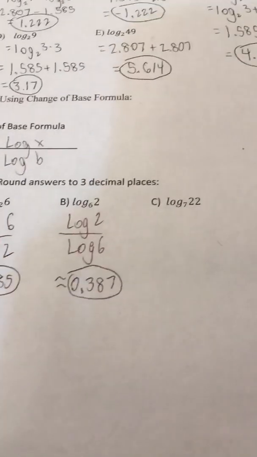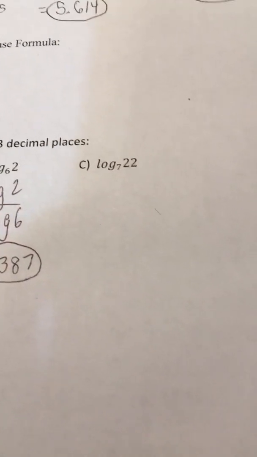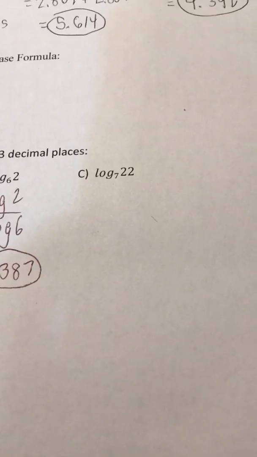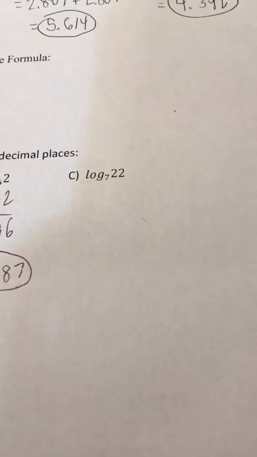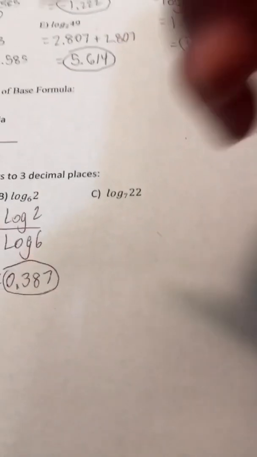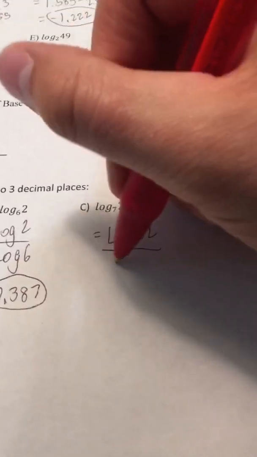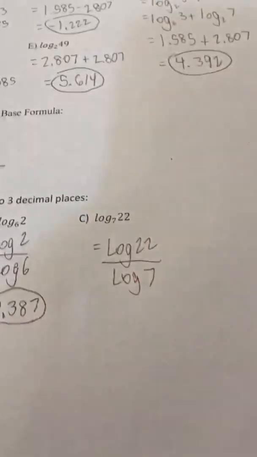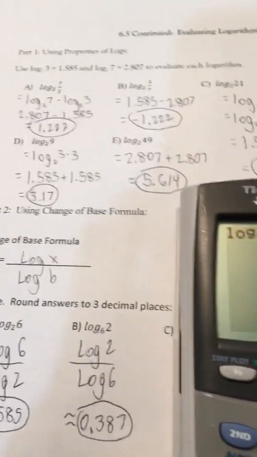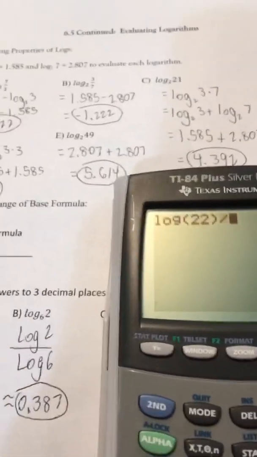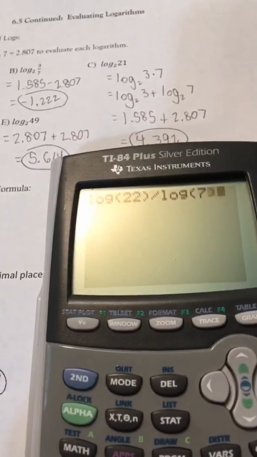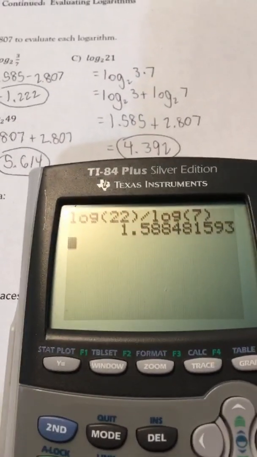And then the last problem, log base 7 of 22. Should I type log of 7 divided by log of 22 or log of 22 divided by log of 7? It's going to be log of 22 divided by log of 7. The base goes on bottom. So type that in, you will have your answer. Log 22 divided by log 7. So my answer is about 1.588.